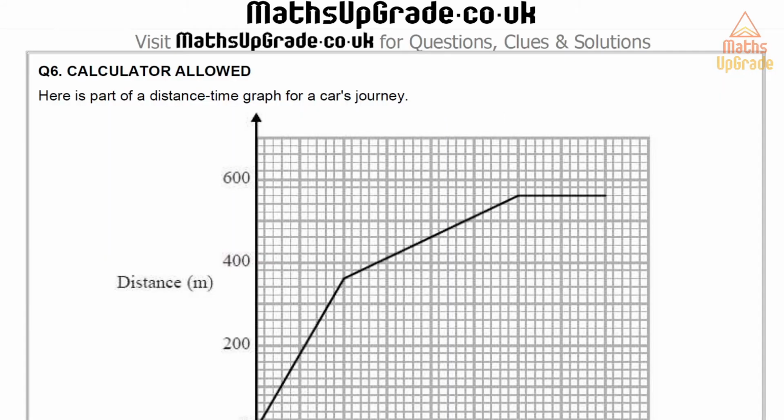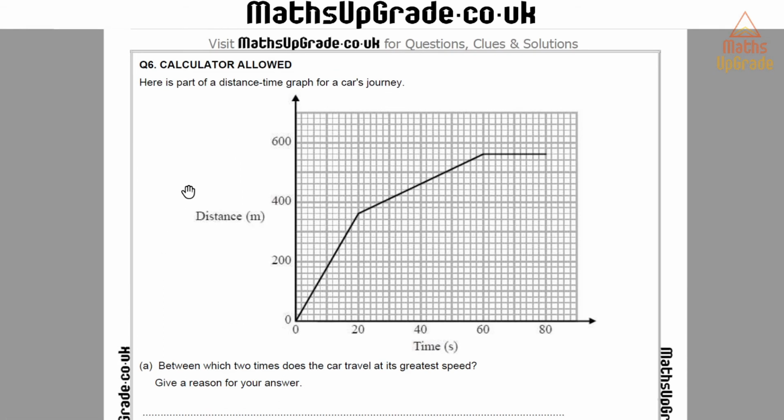Question 6. So again, a calculator is allowed on this question. Here's a part of a distance time graph for a car's journey. So here you can see a distance time graph for a car's journey. Between which two times does the car travel at its greatest speed?